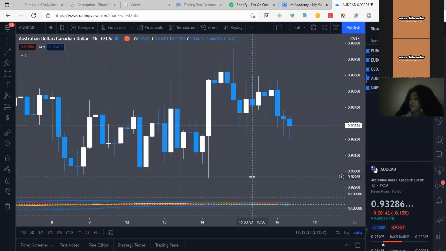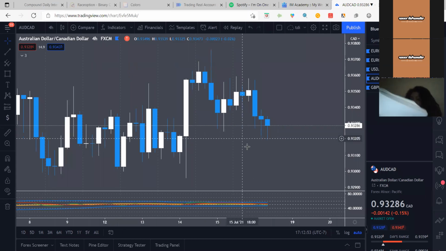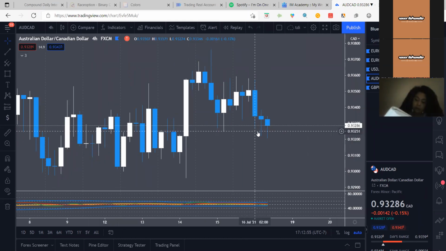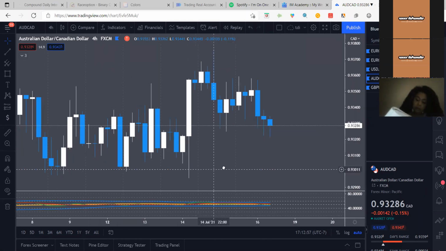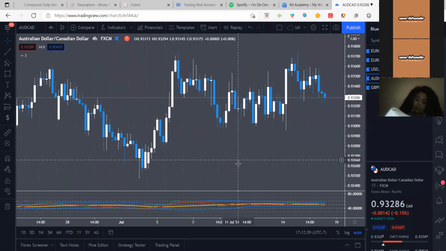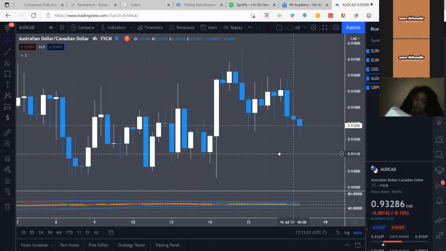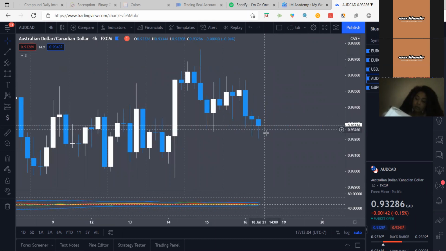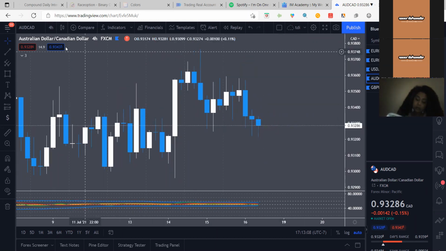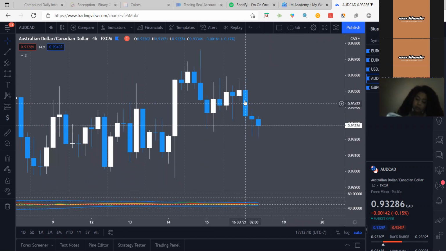You will start hearing a saying about how the wicks tell a story, and that's when you start going into candlestick patterns, and that's what I'm going to go over next week. Whatever time frame you're on, you need to pay attention to the candle. This open doesn't close until the end of 4 hours. So each of these candles is worth 4 hours.